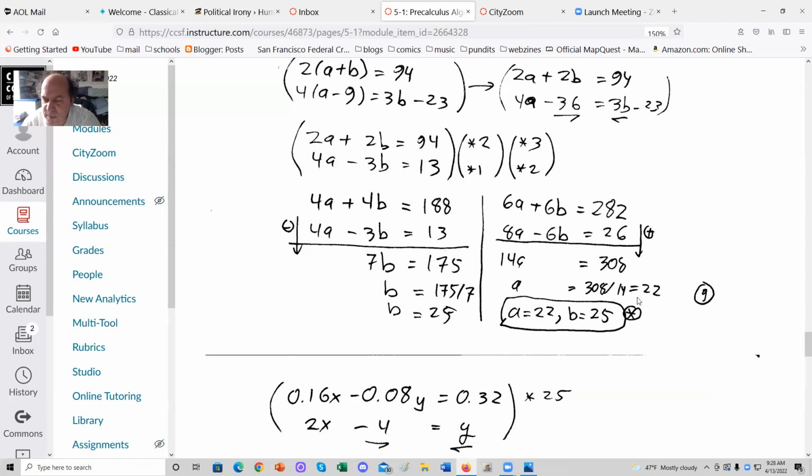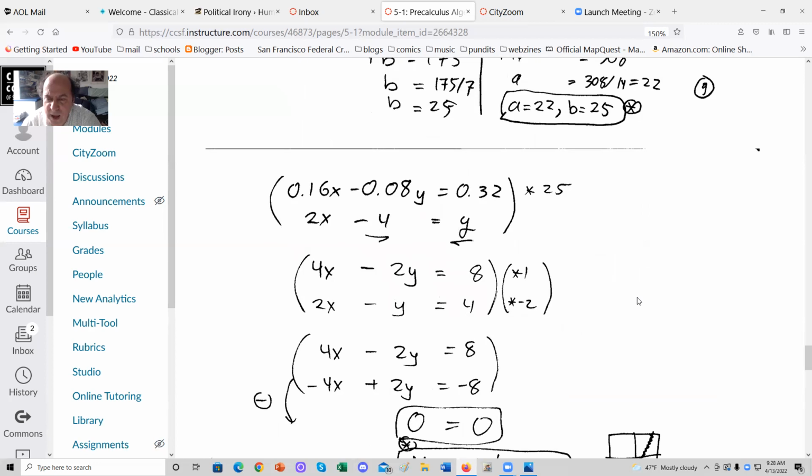There we have it. Now here we have, now we're about to run into trouble. 0.16x minus 0.08y equals 0.32, and 2x minus 4 equals y. All right. The second equation, we transpose the 4 to the right and the y to the left. So 2x minus y equals 4.